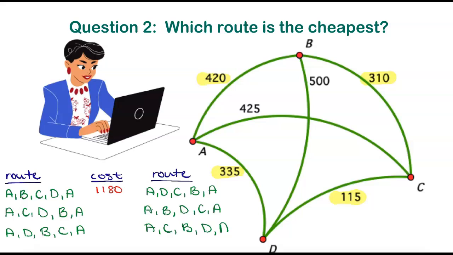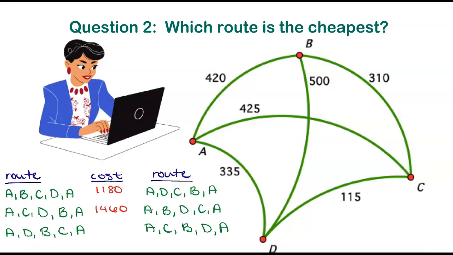Now let's look at the second route. She'll first fly from A to C for $425. From C to D will cost $115. From D to B is $500, and returning home, $420. This brings the total cost of this route to $1,460. Again, that's the same as if she first went from A to B, D, C, and back to A. The same route in reverse.